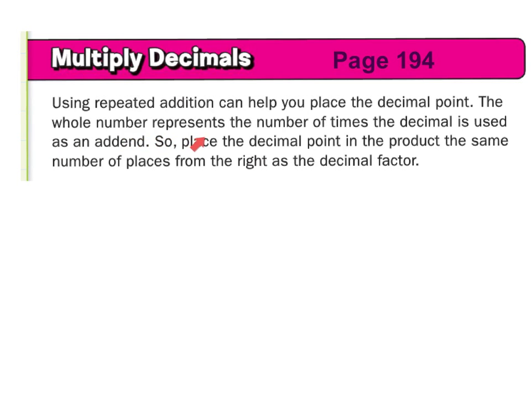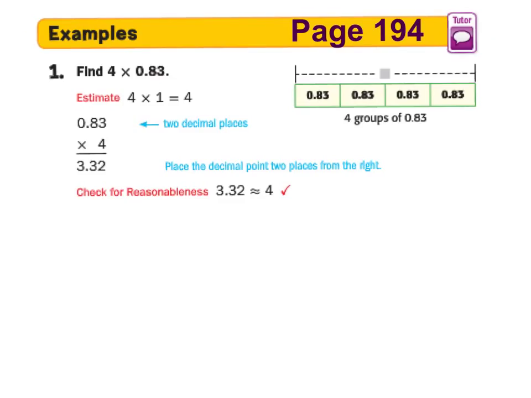The whole number represents the number of times the decimal is used as an addend. So we're going to add up the decimal multiple times. Place the decimal point in the product in the same number of places as the decimal factor. I'll explain what all that is as we look through some examples.